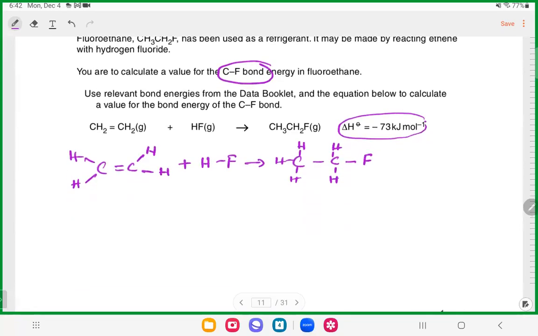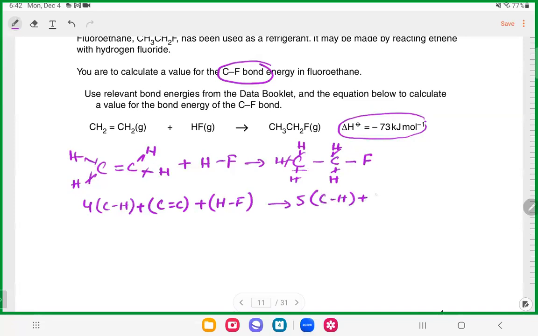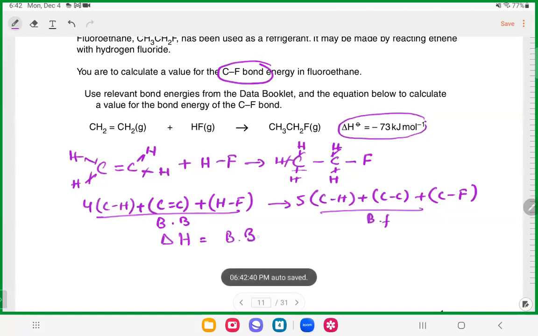So we know that here you have 1, 2, 3, 4 carbon hydrogen bonds plus 1 carbon double bond carbon plus 1 hydrogen single bond fluorine, forming 1, 2, 3, 4, 5 carbon hydrogen bonds plus one carbon carbon bond plus one carbon fluorine bond. So delta H is equal to bond breaking, which is this one, minus bond formation, which is this one. So we do BB minus BF, and the only variable is this one.